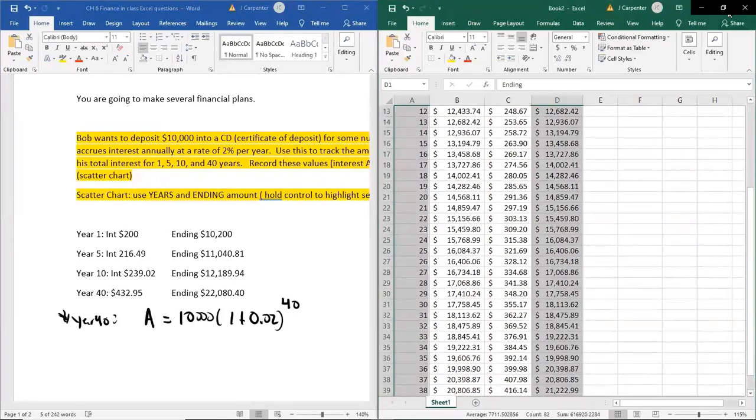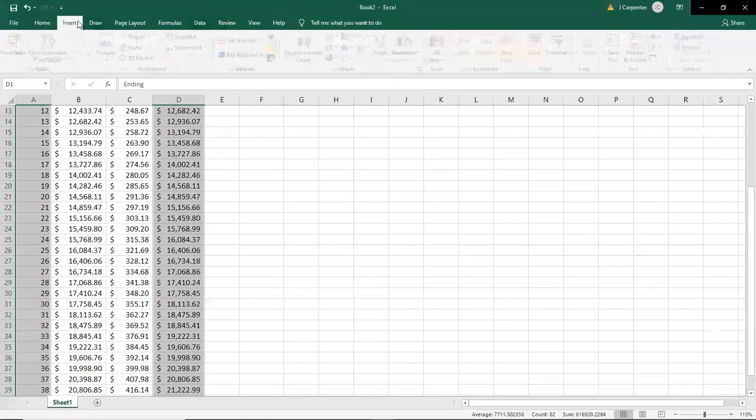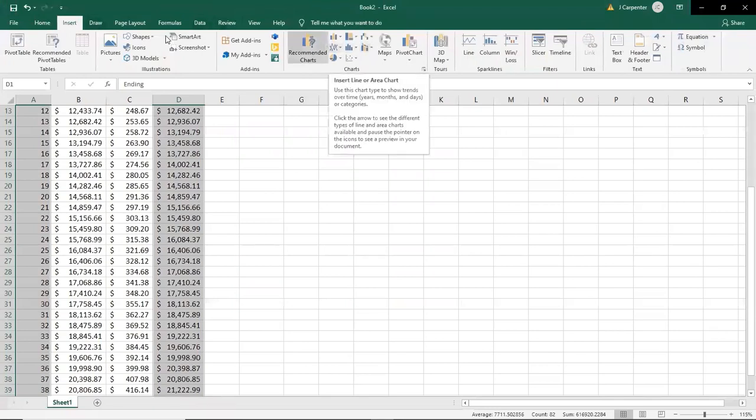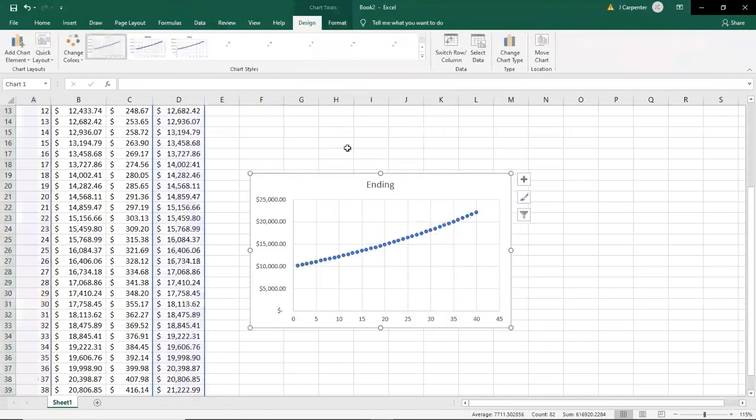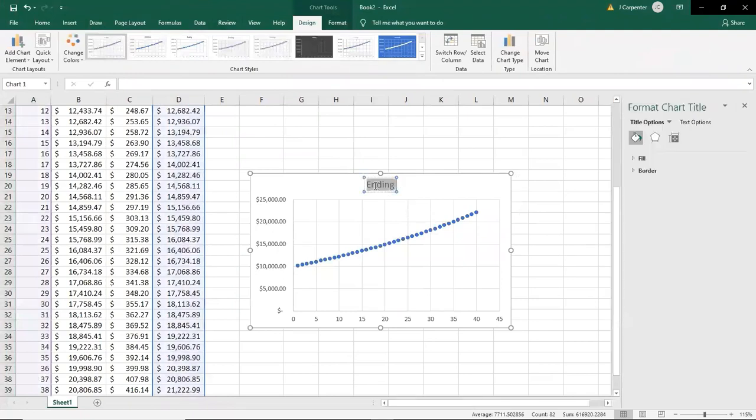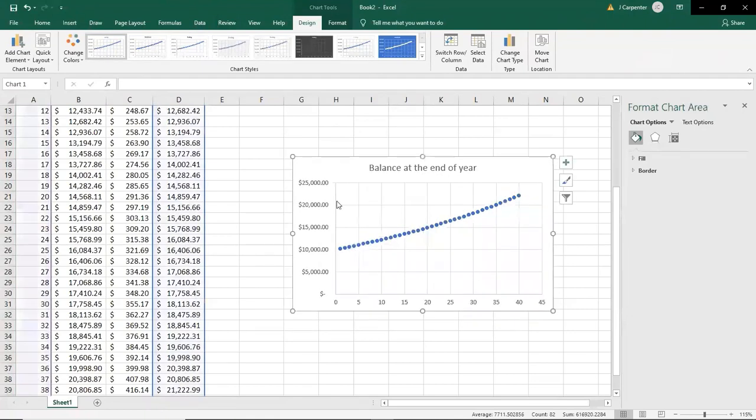So those are highlighted. Let me maximize this now. Insert, scatter chart. Now I'm not having to do any recommended charts because this isn't a homework, so scatter chart right here, the top left one, and boom, there we go. This is how much we have in our account, and it says ending. You could make it a better name by double clicking and just saying ending balance if you wanted to, or balance at the end of the year, whatever you want. And you can see that this is not a straight line. It kind of looks straight. It almost looks straight, but it is bending just a little bit.